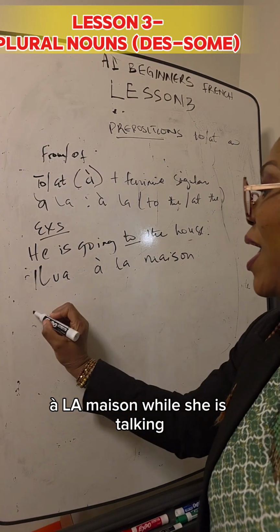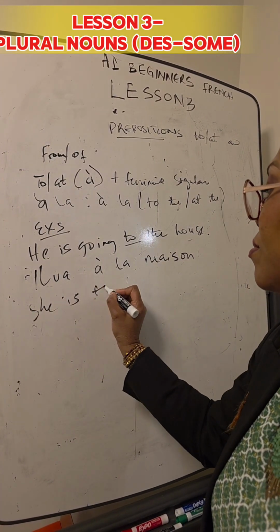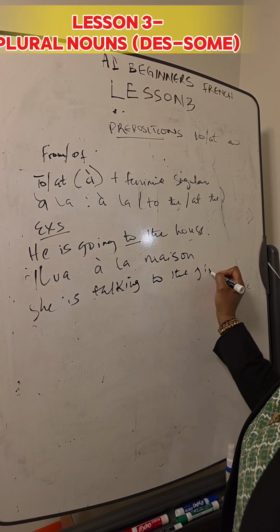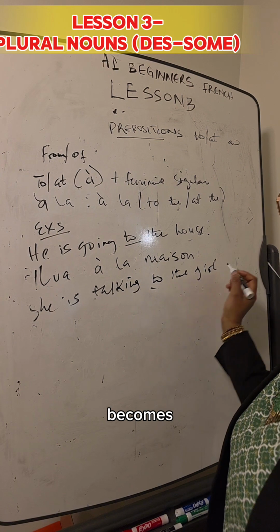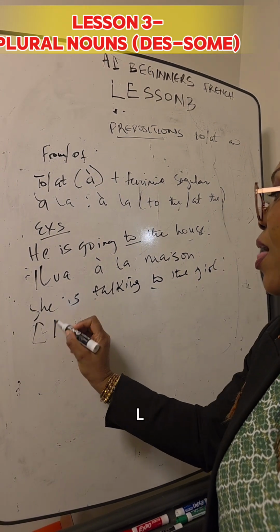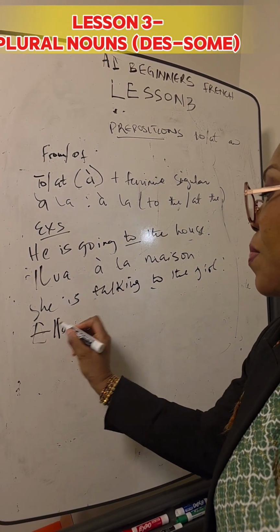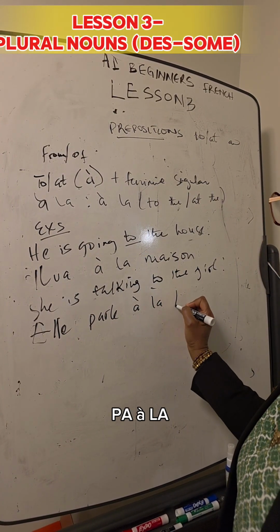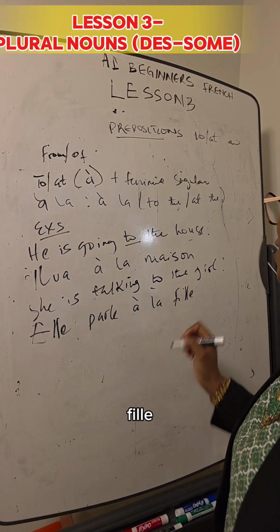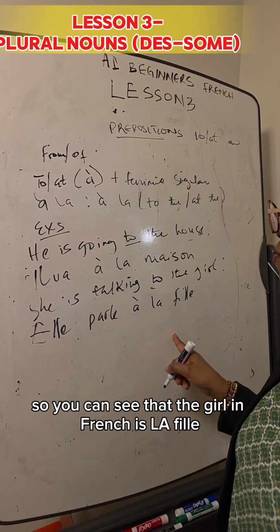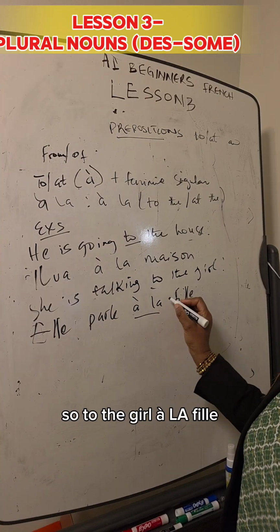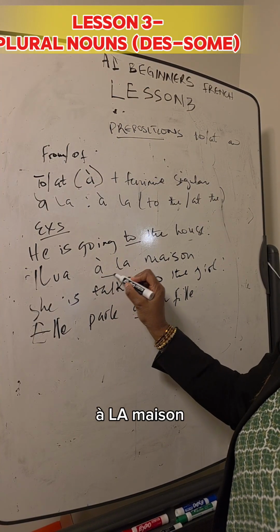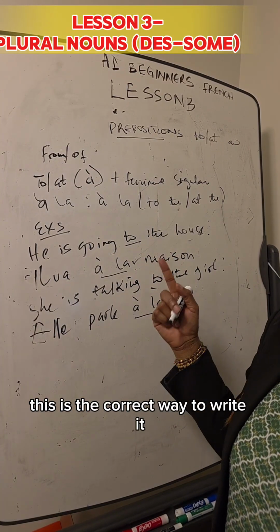maison. While she is talking to the girl becomes elle parle à la fille. So you can see that the girl in French is la fille. So to the girl, à la fille, this is the correct way to write it. And to the house, à la maison, this is the correct way to write it.